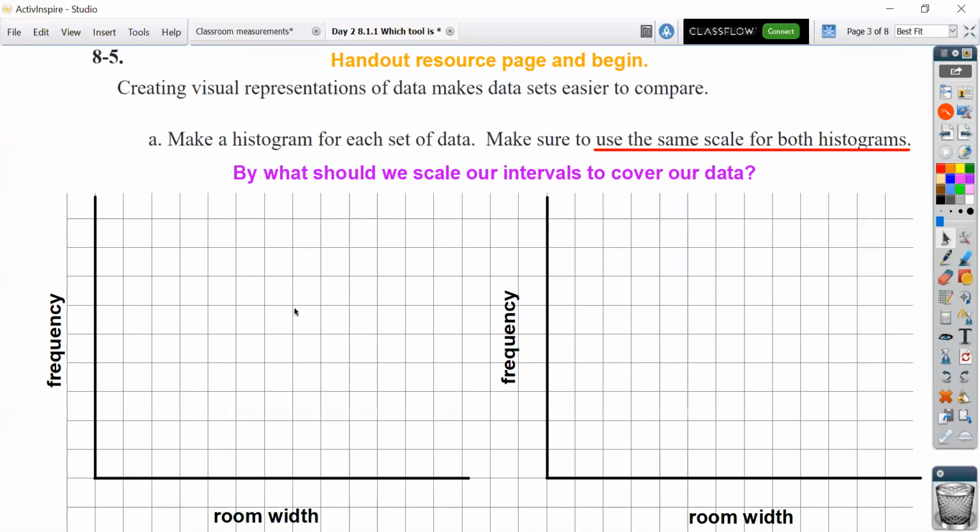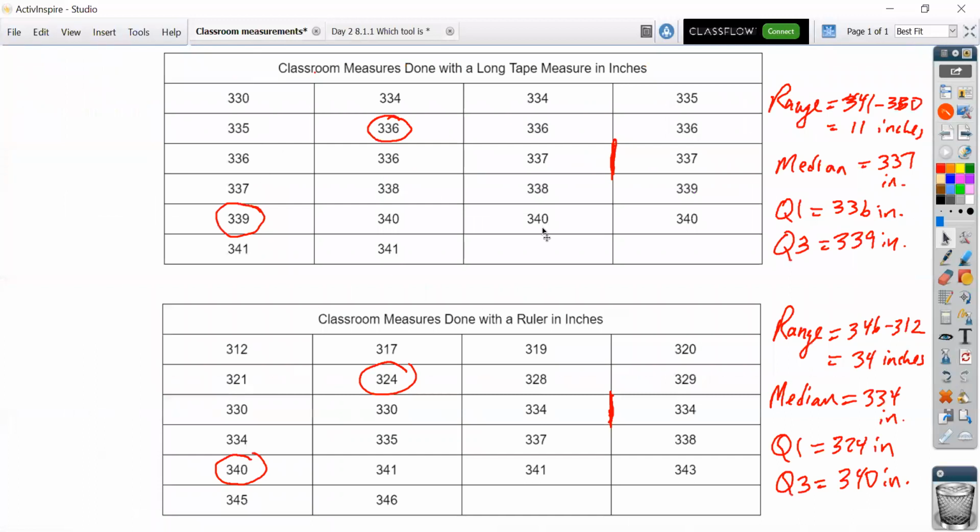Problem 8.5. There's a resource page in your Google Classroom. You can print that out and follow along here if you want, or you can just watch the video and then do the work later. So part A, make a histogram of each set of data. Using yesterday's data, they want us to make a histogram of the tape measure data and the ruler data.